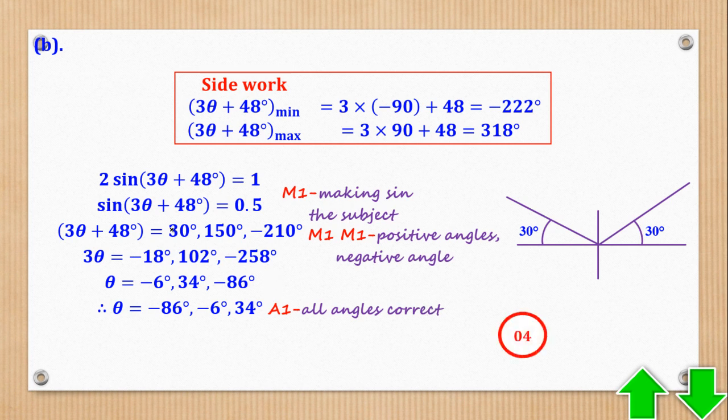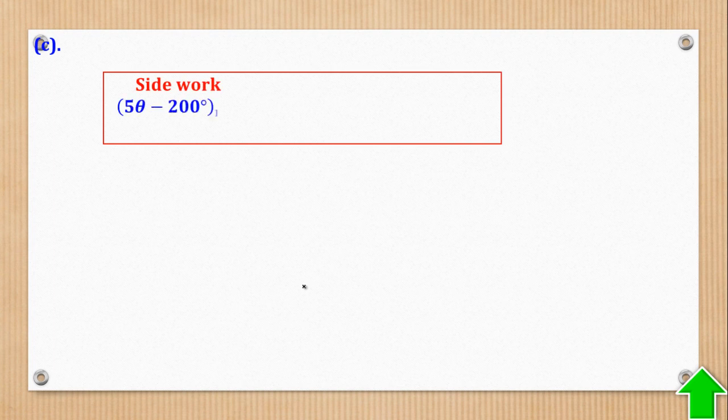So here, seeing all positive angles correct, you get 1 mark. All negative angles correct, you get another mark. Here, all angles should be correct. Then part C, you are given, okay, let's start with side work.